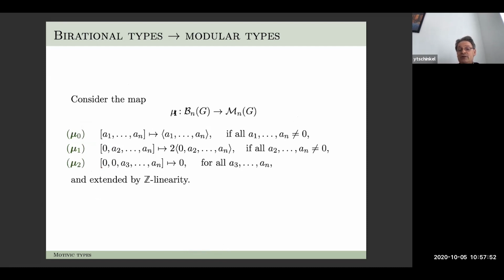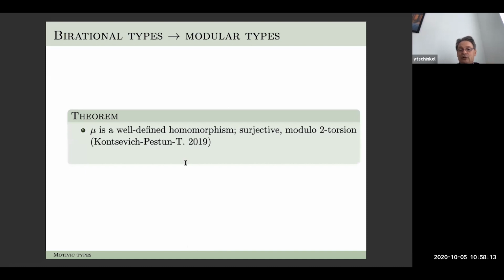Now, there is actually a map from Bn of G to Mn of G, and you do nothing if all the entries are not equal to 0. You just change the bracket. If you see one 0, you put a 2. And if you see two zeros, you put a 0. And then you extend by linearity. So in that paper with Maxim and Pestun, we showed that it's a well-defined homomorphism, surjective. In more recent work, we showed that tensor Q, it's an isomorphism.